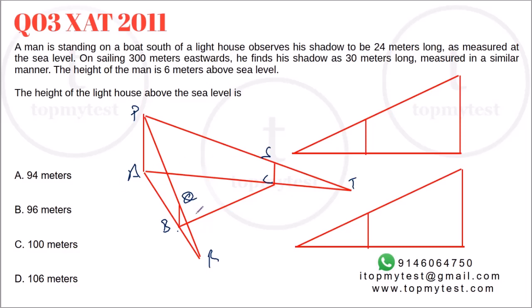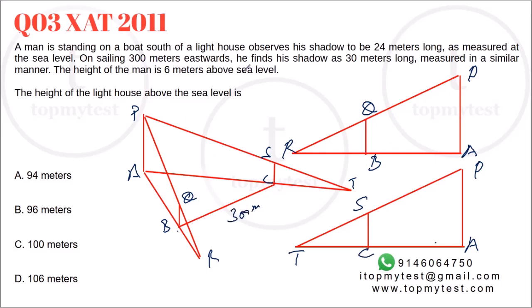So if I take this right angle triangle PAR, so this will be P, this will be A, this will be R, so this will be B, this will be Q. Similarly here, this will be PA. If I project the other triangle here, this will be T, this will be C, and this will be S. Okay. Now it is given to you that he's sailed 300 meters eastward. So the distance BC is 300 meters.